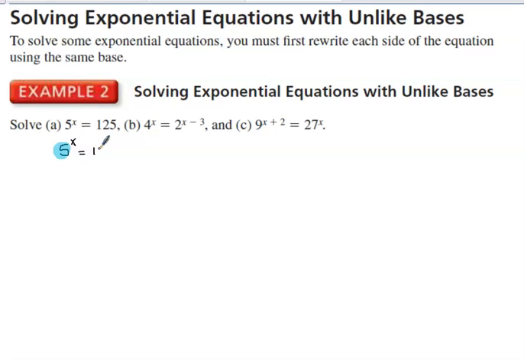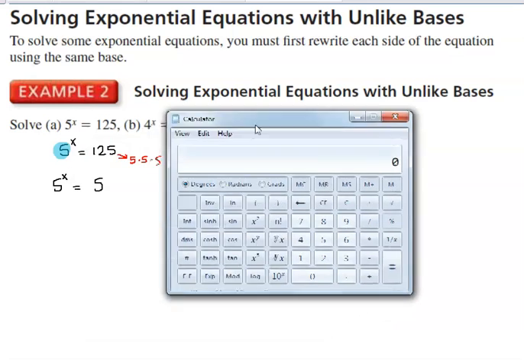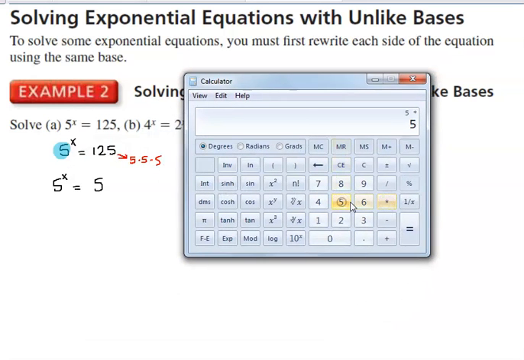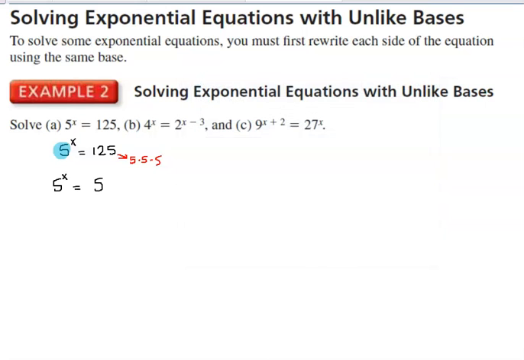What we have instead is the number 125. So what we do is we say, I want to find a way to rewrite the number 125 as the number 5 to some power. Well, one thing we know about the number 125 is that it's actually 5 times 5 times 5. On a calculator, if we go ahead and pull that up, 5 times 5 times 5 equals 125. So another way to say that is that 125 is 5 to the power of 3.